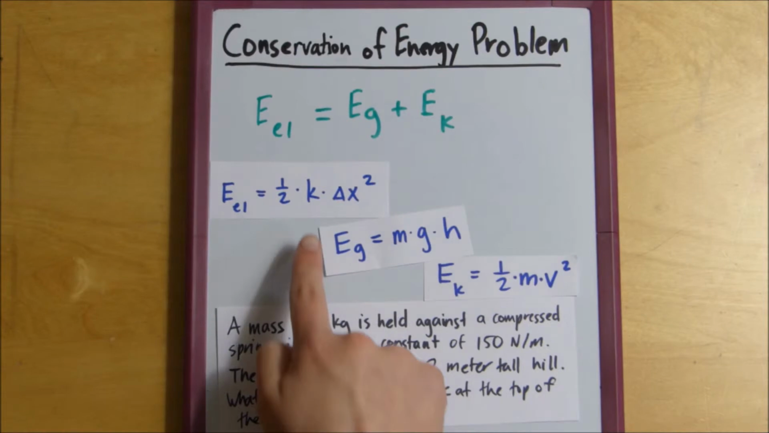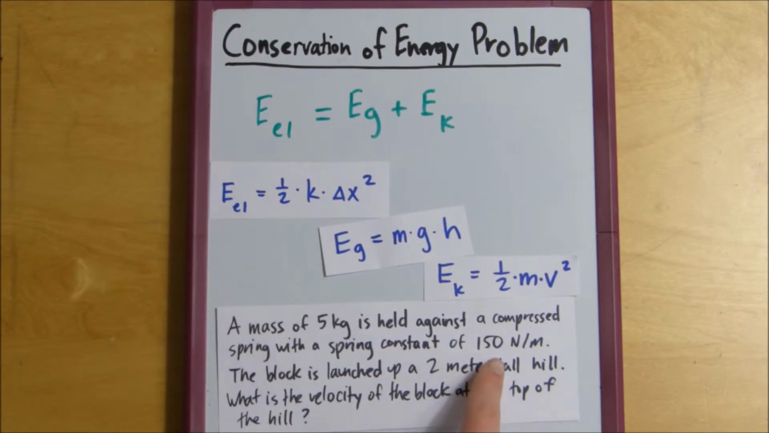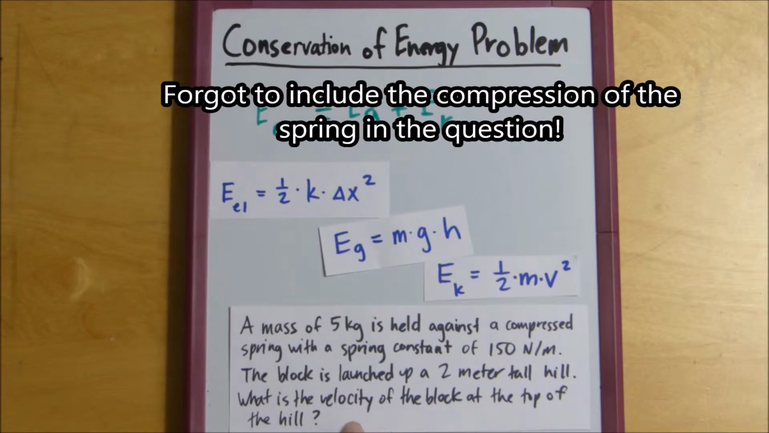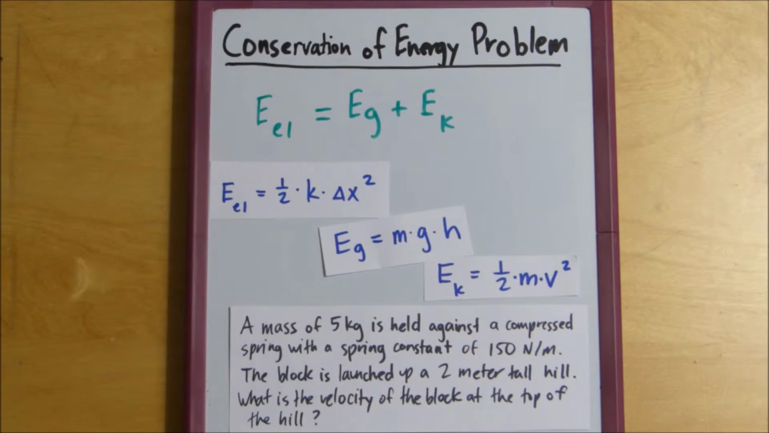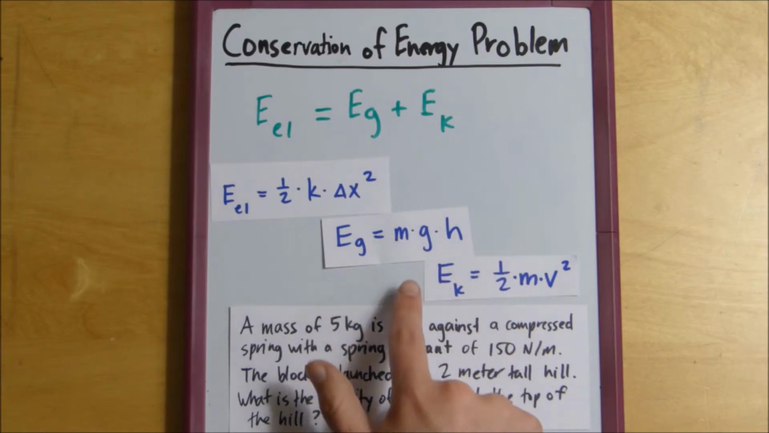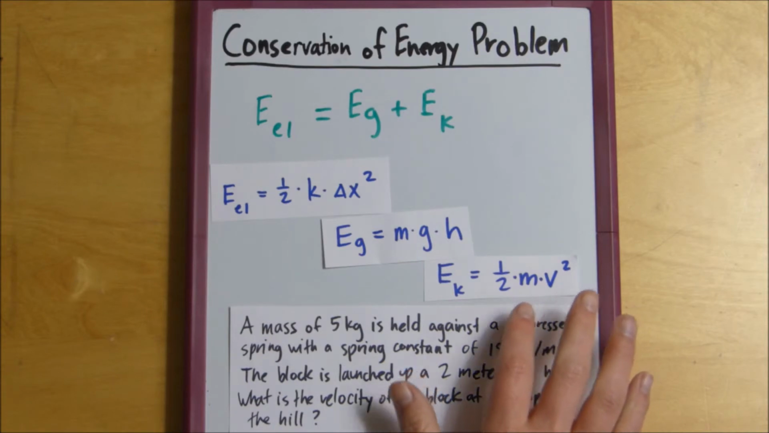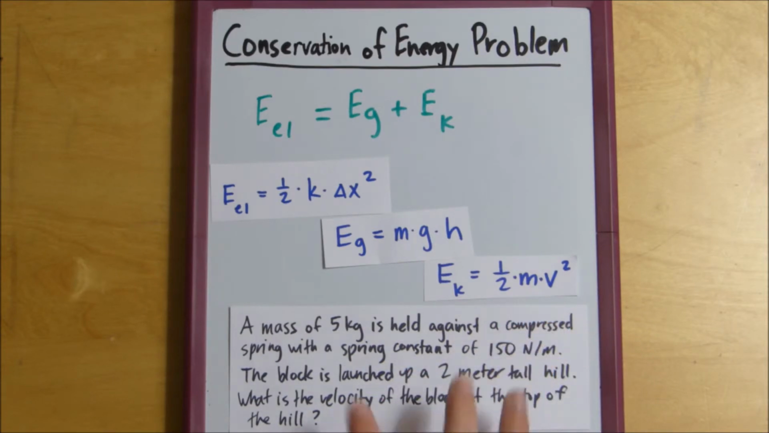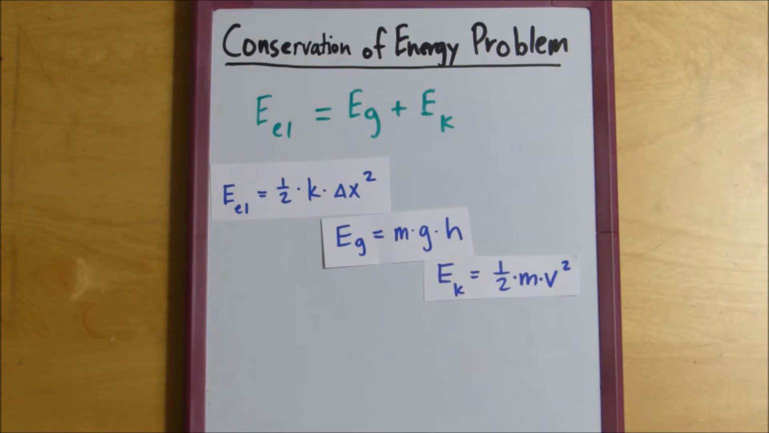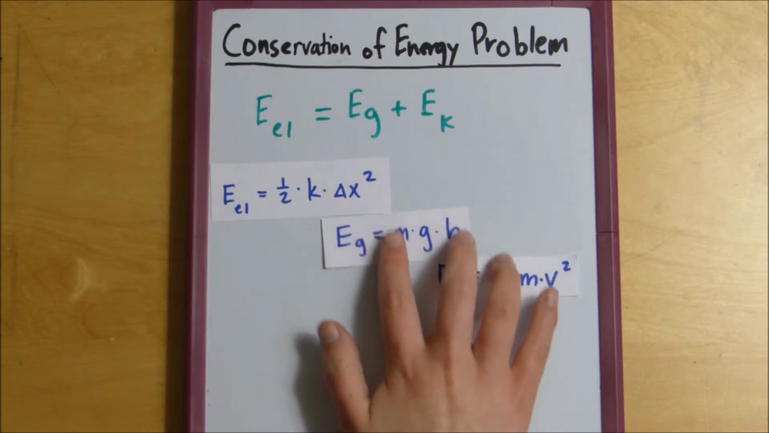For example, we know that this k is our spring constant, so we can plug in 150. We know the delta x is how much the spring is compressed, so that's 1.5 meters. We also know the mass of the block, and we know gravity, 9.8, and the height is also given to us too. What we're solving for is the velocity. It's kind of weird, I must have forgotten to write how much the spring is compressed. Well, it's 1.5 meters, alright? So, move this down.